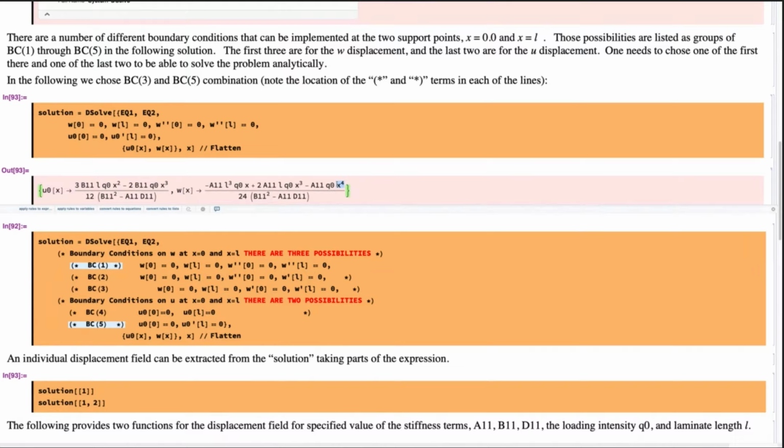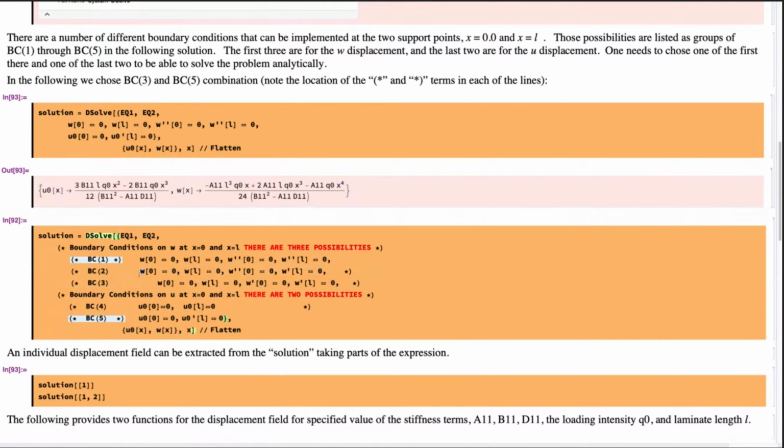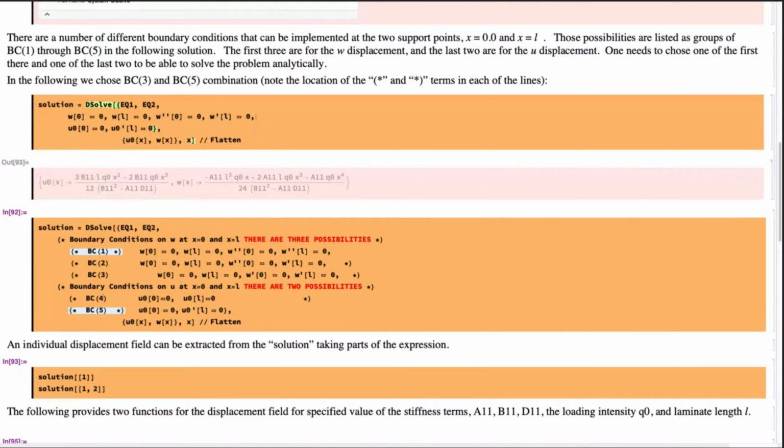If you want to use a different boundary condition, you can maybe try one of these other ones. Say, for example, if you want to use the second boundary condition, then I will take this here, copy, and put it here. And if I want to use this boundary condition, I will take that here and put it here.